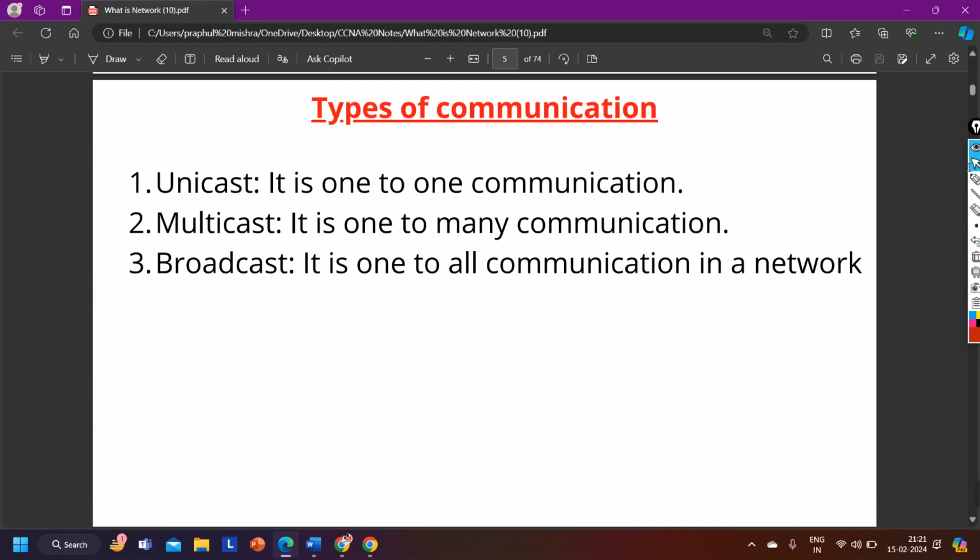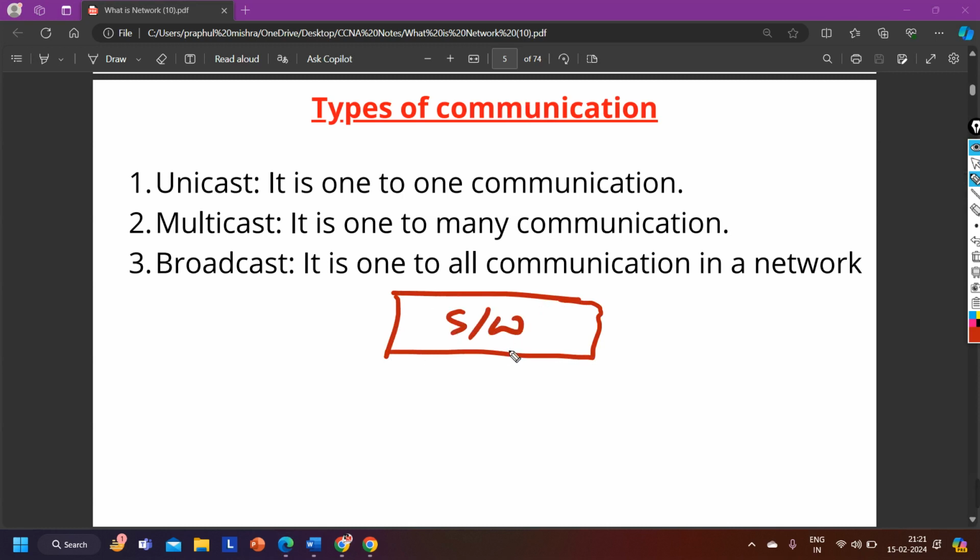Types of communication. Guys, before discussing types of communication, let me give you one example. Let's say this is a device called a switch. You know what a switch is? Don't worry if you don't know. I'm going to teach you switch from zero. But for now, a switch is a networking device which is used to connect multiple networking devices together.